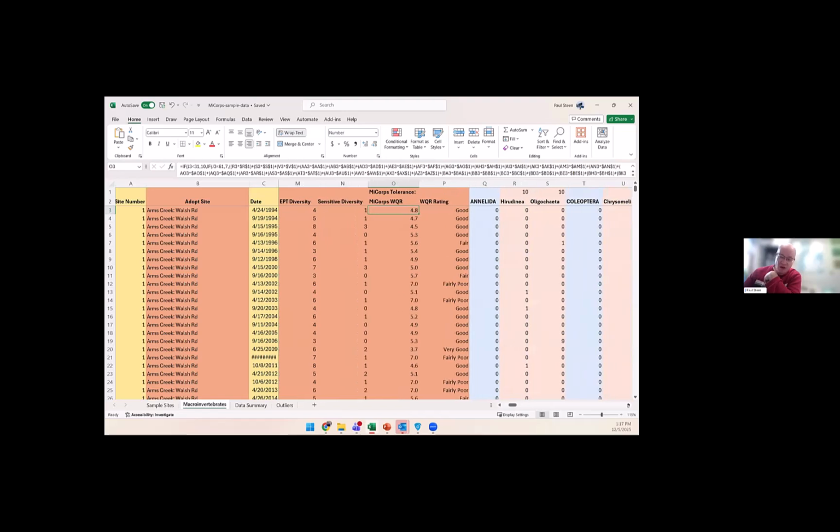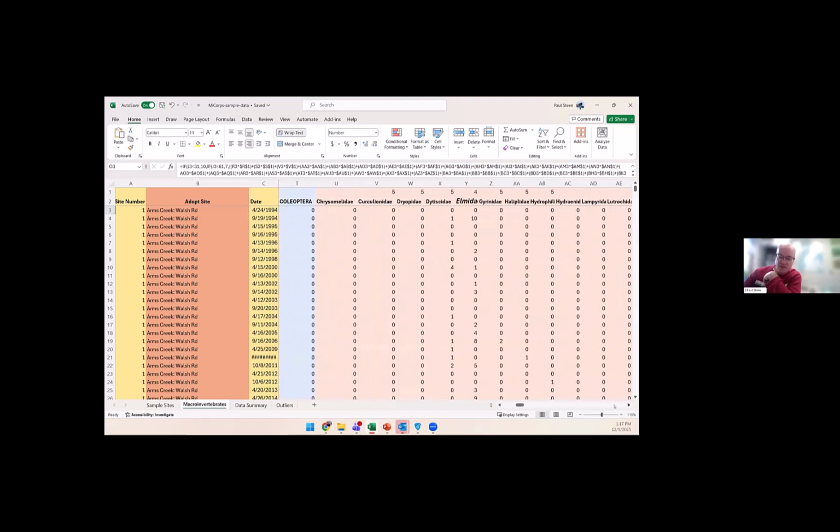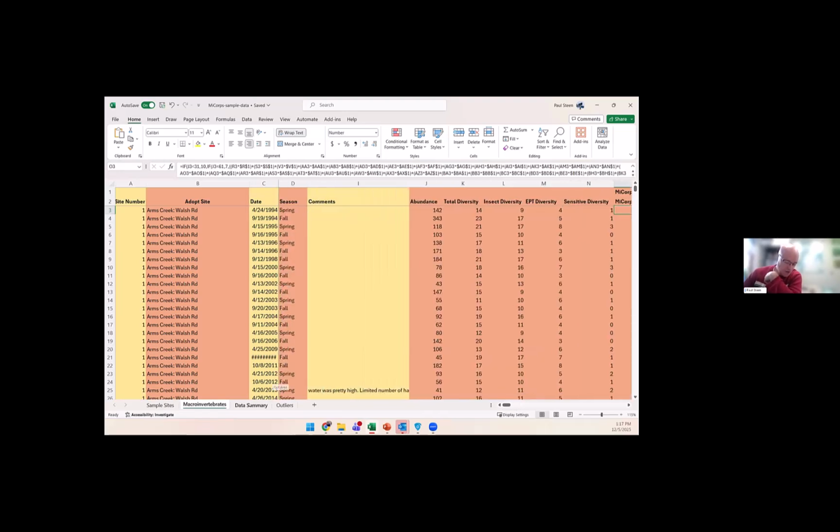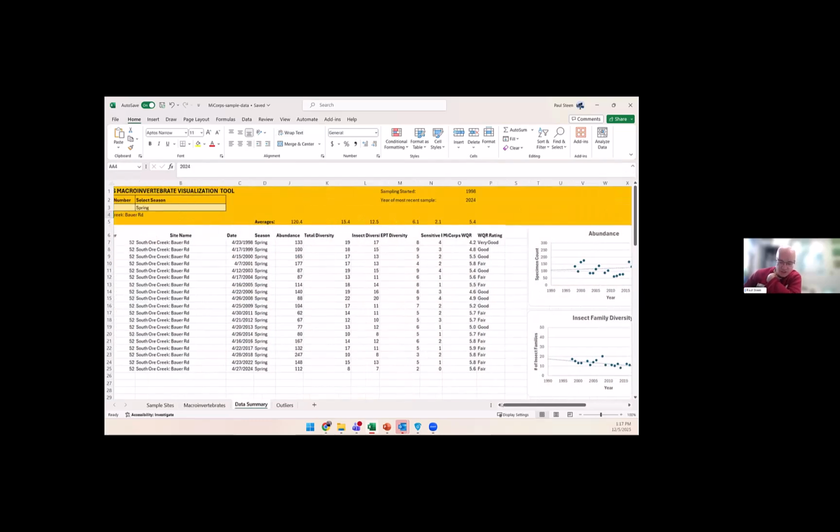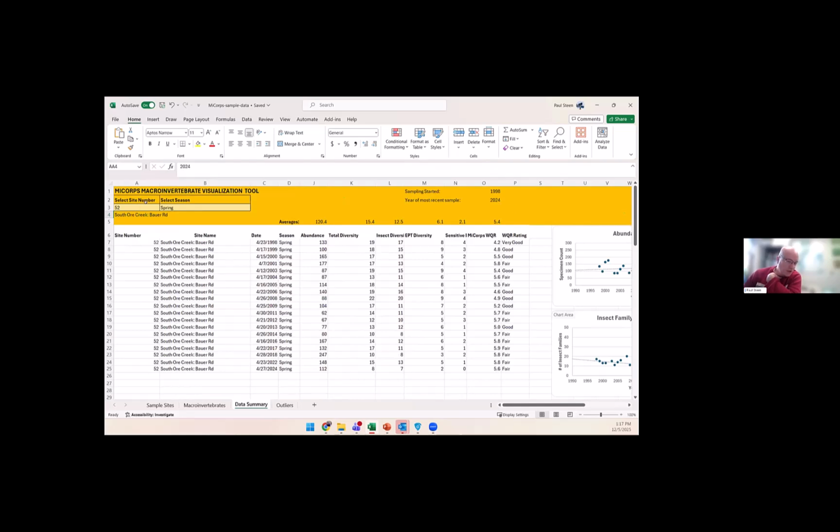I have all of my raw data, so all my bugs. Everything just gets entered here, and this is where the data sits for me to work with. But now when I do my data quality checks, I come over here and I have this nice spreadsheet that I've set up for myself. What it does is I can pick any site and then any season to just pull those metrics directly. I'm just going to show you site 1 in the spring.